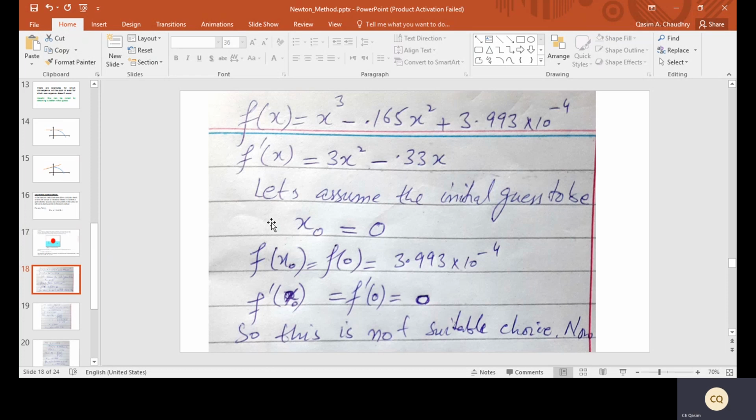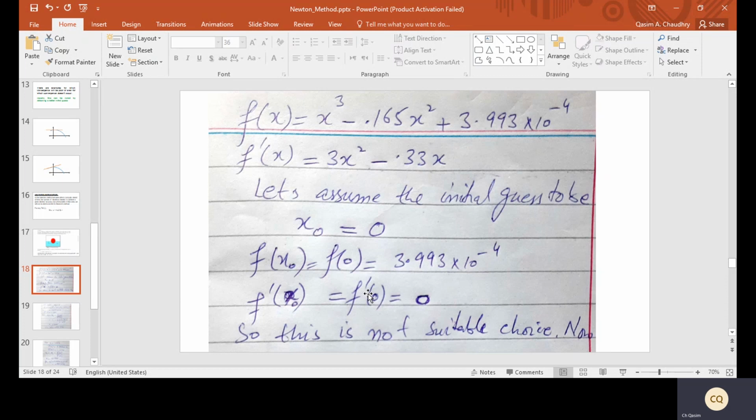So first of all, we need to take the initial guess. So let's assume the initial guess to be x naught is equal to 0. So students, if you take the initial guess to be this one, f of x naught is equal to f of 0, where f prime of 0 is equal to 0. In this case, the derivative becomes 0 and the derivative comes in the denominator. So the whole thing will be destroyed. It will be an undefined situation.